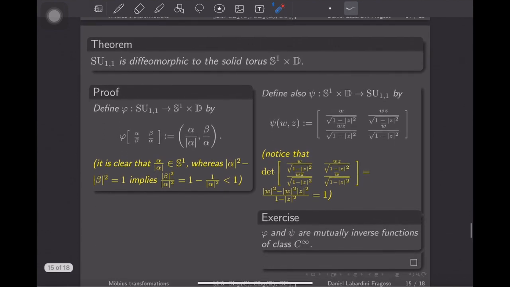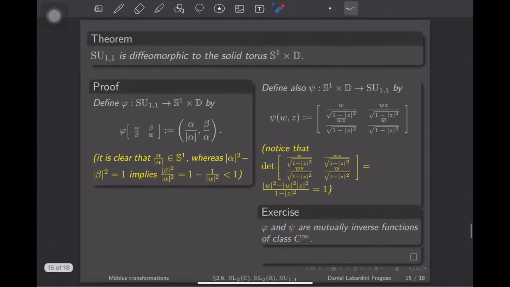So somehow the theorem in order to be able to draw SU(1,1) is this theorem, which is that it is just a solid torus disguised. Right? Okay, and here there are two things.